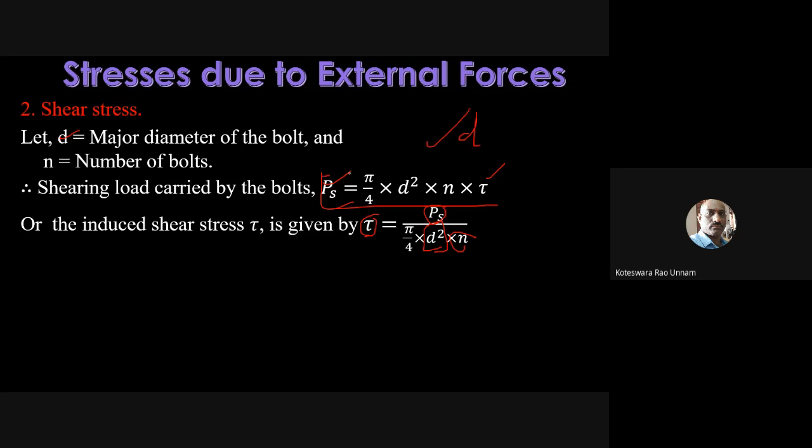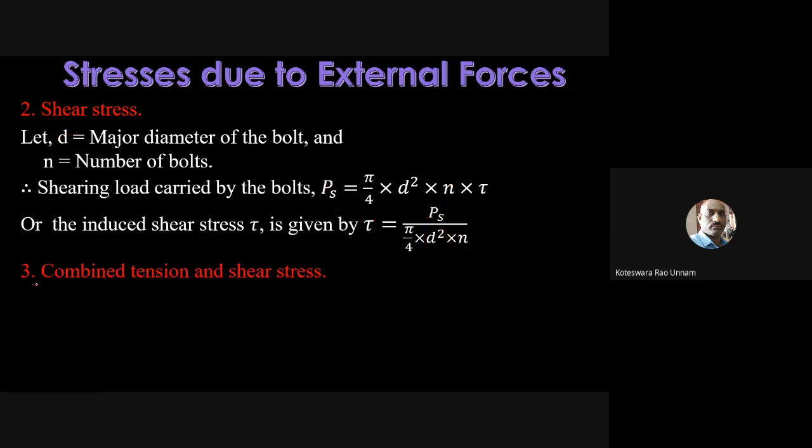For that also I'll use the same formula here. In this I know PS, I know N, I know tau, and the only unknown is D. Using this relation I can calculate D also. So either way, whether it is an analysis or a design problem, you can use the same formula to solve it.